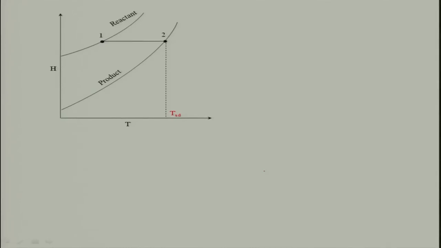Now, if you look at this, it is basically the enthalpy line for the reactant and the enthalpy line for the product with respect to temperature. This is your enthalpy, total enthalpy, right?